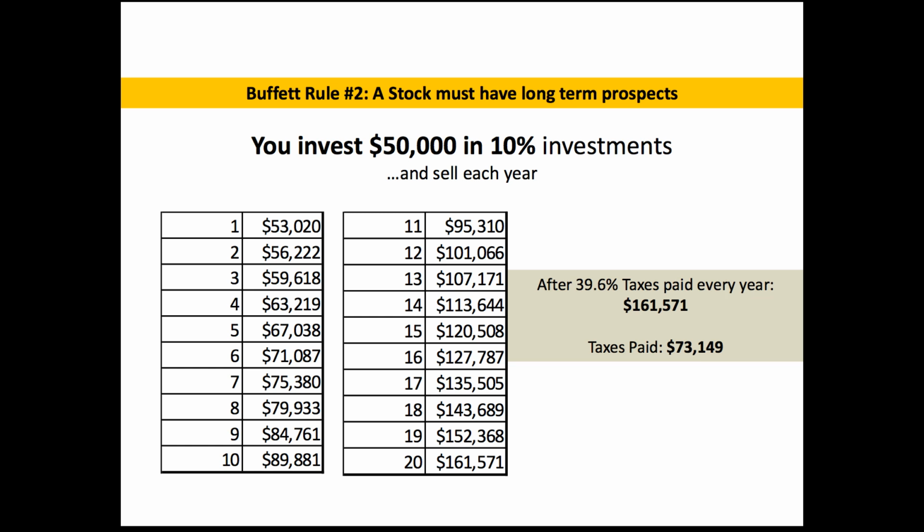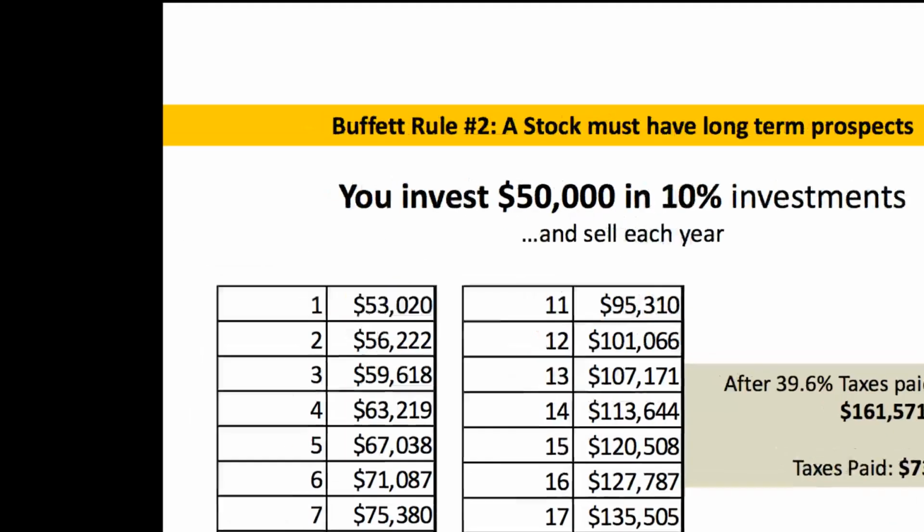And we're going to give this person the benefit of the doubt and say that they held it for an entire year before they sold it. So in this scenario, that $50,000 after the first year is going to turn into $53,020 off of a 10% gain.